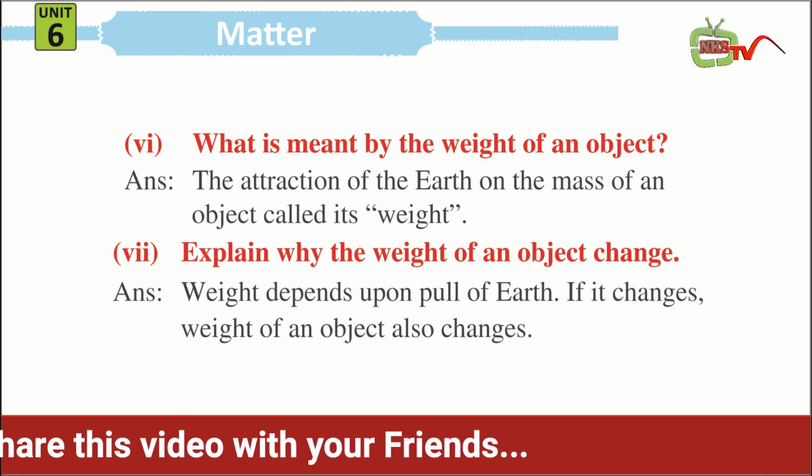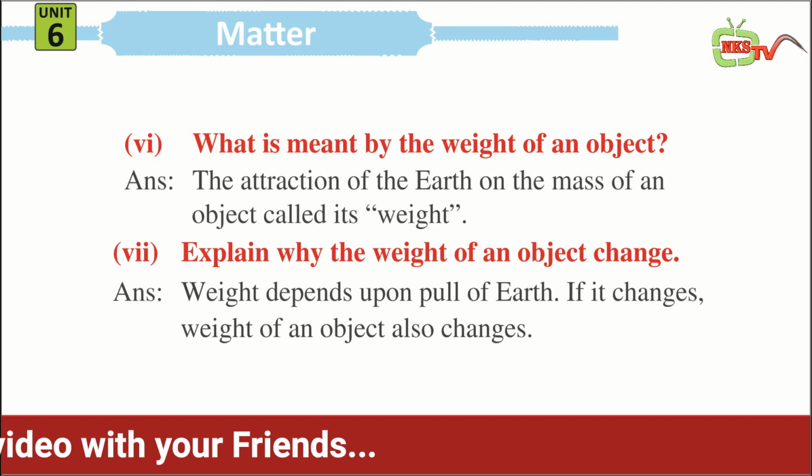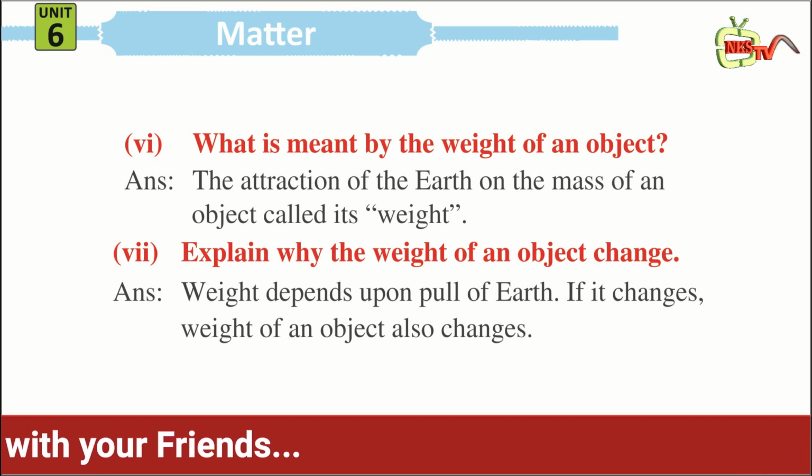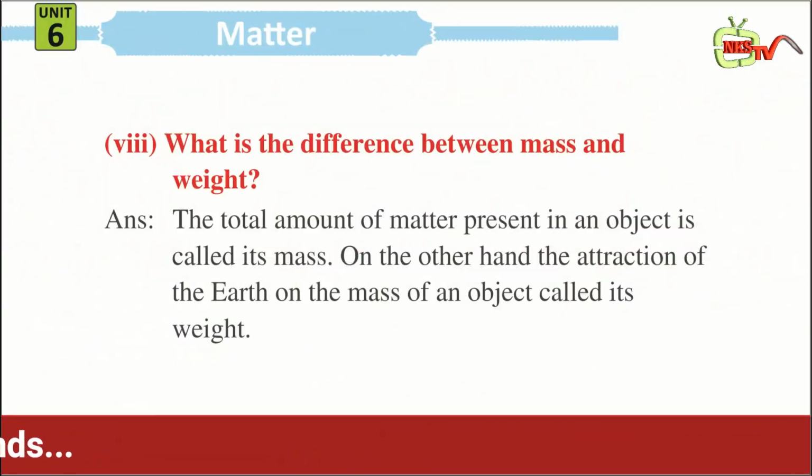Number 7. Explain why the weight of an object changes. Answer. Weight depends upon pull of Earth. If it changes, weight of an object also changes. Number 8. What is the difference between mass and weight? Answer. The total amount of matter present in an object is called its mass. On the other hand, the attraction of the earth on the mass of an object is called its weight.